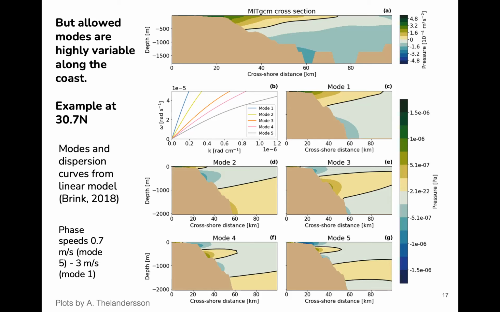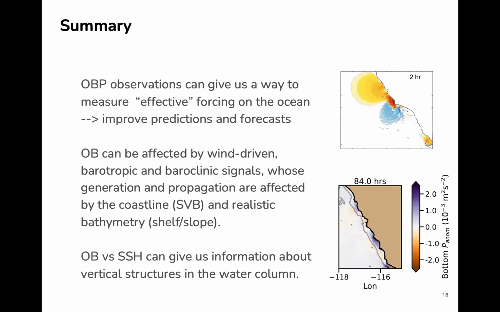Yeah, and so the phase speeds for the modes go anywhere between 0.7 meters per second for the lowest mode to 3 meters per second for mode 1. And so, in summary, because I think I already took a lot of time, bottom pressure observations can give us a way to measure what's the effective forcing on the ocean, and this can allow us to improve predictions and forecasts.